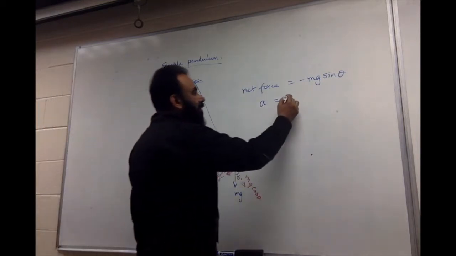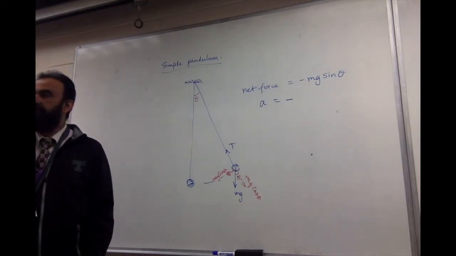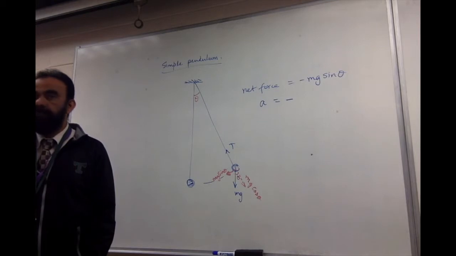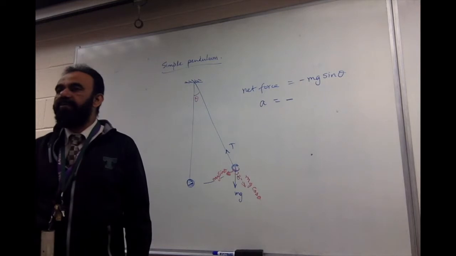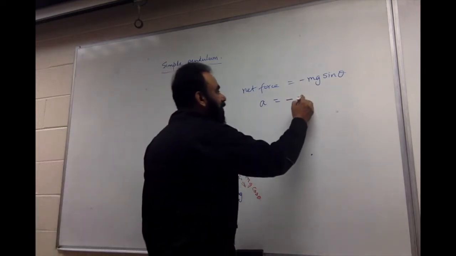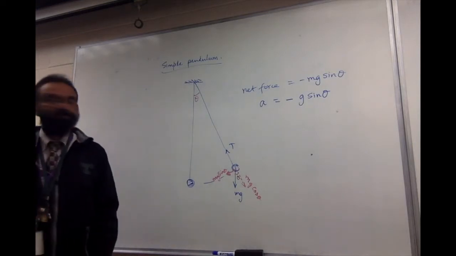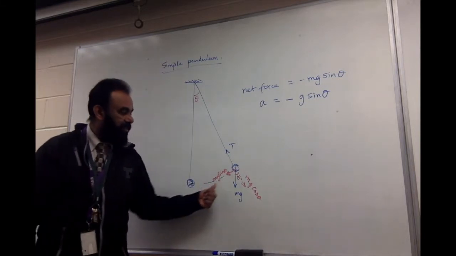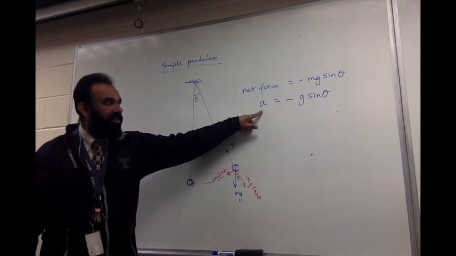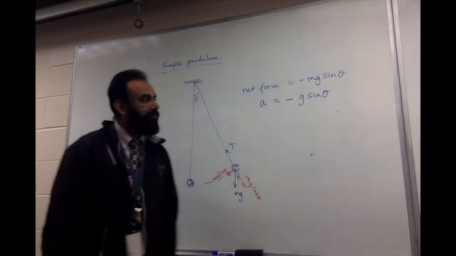So if this is the force, what's the acceleration? How do you find acceleration from force? F is equal to ma. So acceleration is mg sine theta divided by mass. So what is it? g sine theta. Get it? Now that's going to be true at any position here. It's always there. So the acceleration depends on the angle.